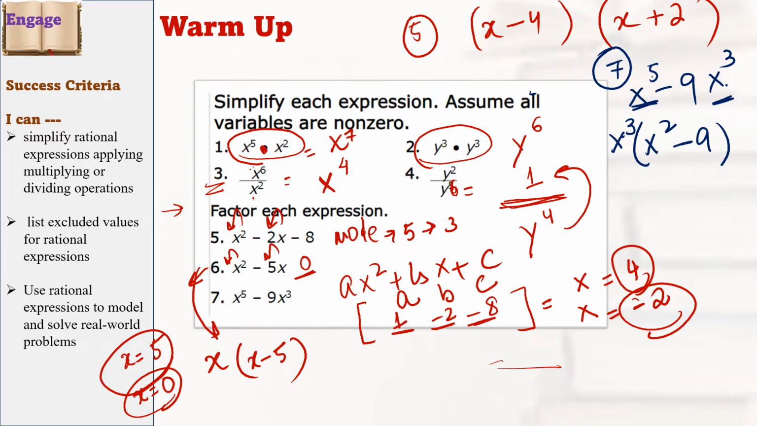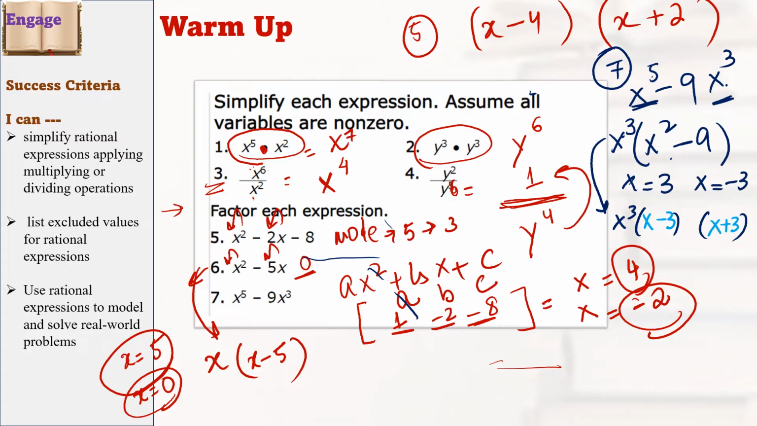Now either you can do it manually or you can write it in the calculator. 1, there is no x means 0, and negative 9. You will have the two answers. One is x equals 3 and one will be x equals negative 3. Now this x cube you write as it is. Write the factors, and for the factors we always write the x and then we change the sign. Plus 3 to minus 3 and minus 3 to plus 3.